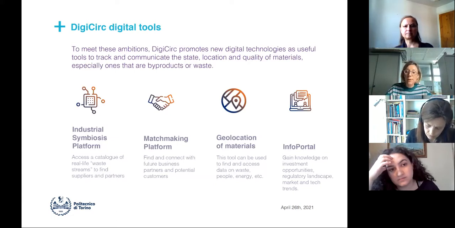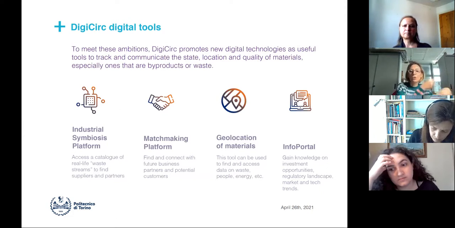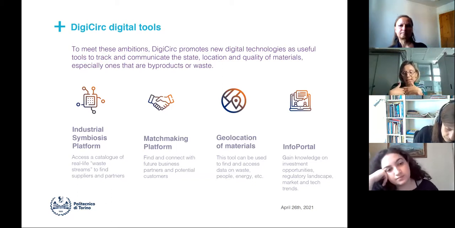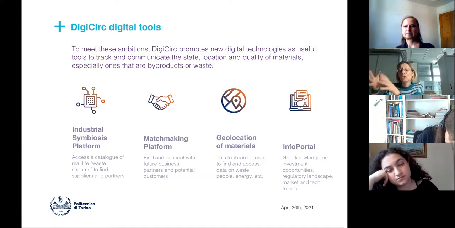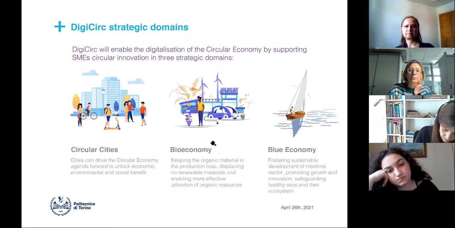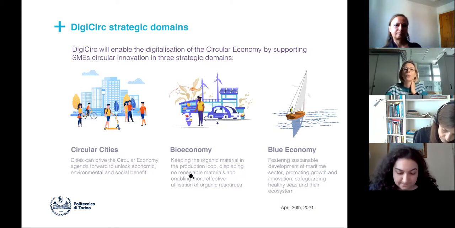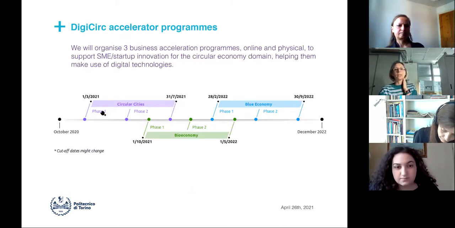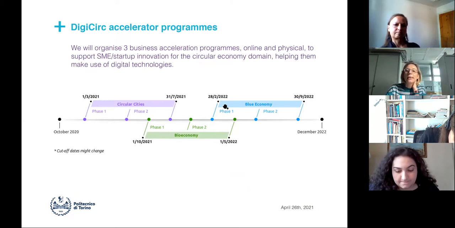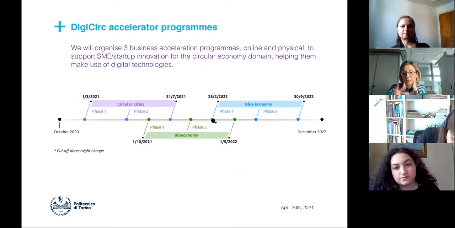So we are implementing an industrial symbiosis platform in order to understand the waste stream, a matchmaking platform in order to connect different companies and businesses, a geolocalization tool for the different material, for the different waste, in order to help the different companies to collect all that kind of information, and then an info portal. Those are the three domains that are addressed in that project that I already mentioned before. And we already have seen the circular cities. We are running the bioeconomy accelerating program from October till May 2020, and the blue economy starting from March 2022 until September 2022.